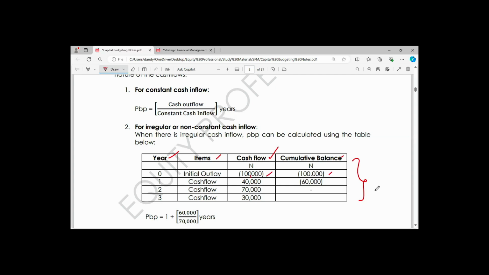Therefore, the cash flow generated by these projects in year 1 is 40,000. In year 2, 70,000. In year 3, 30,000. You can see they are not constant. They are different year on year. The cash inflows are different.